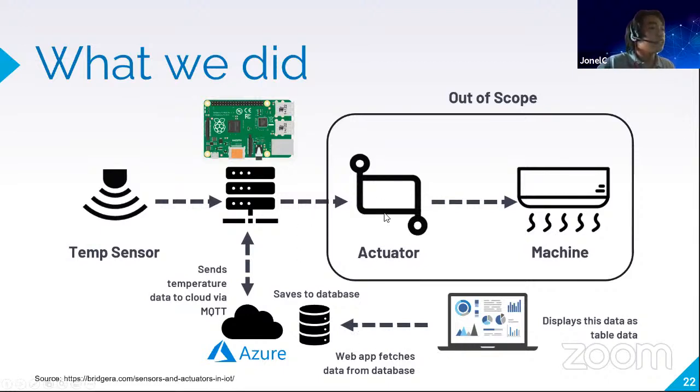Now, yung hindi natin ginawa is yung paggawa ng actuator tsaka machine. Dapat actually, for example, yung temperature, naka-reach na temperature above 29, pwede natin gamitin yung Raspi na i-connect natin yung actuator. Tapos yung actuator pwedeng relay switch, connect natin sa Raspi, tapos yung relay switch na yun, i-on niya yung machine na nakakonect sa kanya. So, out of scope yun sa atin ngayon kasi hindi ako nakabili ng mga gamit.